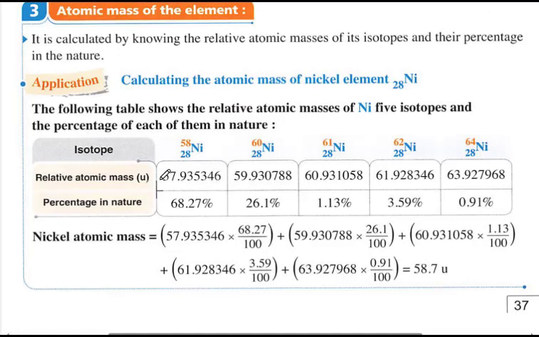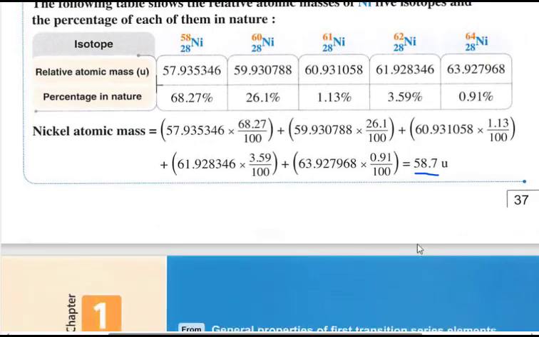The mass of nickel 58 times the percentage of nickel 58. The mass of the isotope 59.9 multiplied by the percentage 26.1 over 100, and so on. And the summation of all these gives 58.7 atomic mass units. So we want this information about nickel, as its mass number may reach 64, but its actual mass, or the average mass of all these isotopes of nickel, equals only 58.7. We have to take it into consideration.